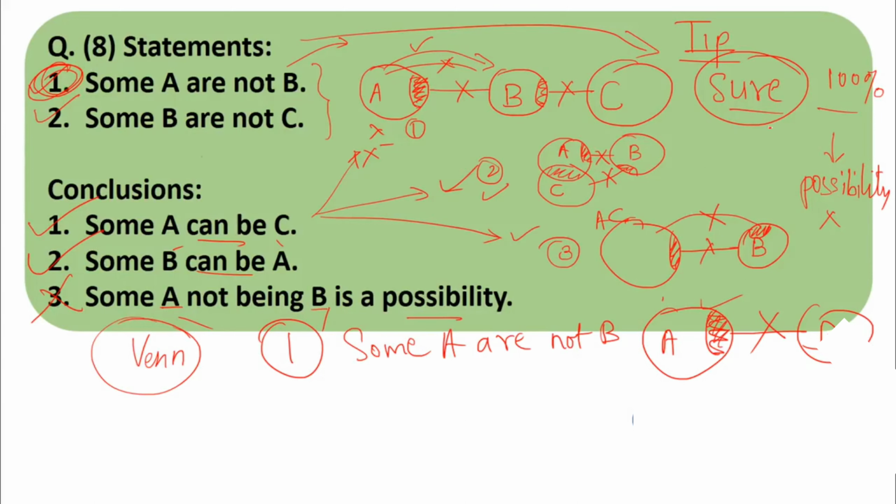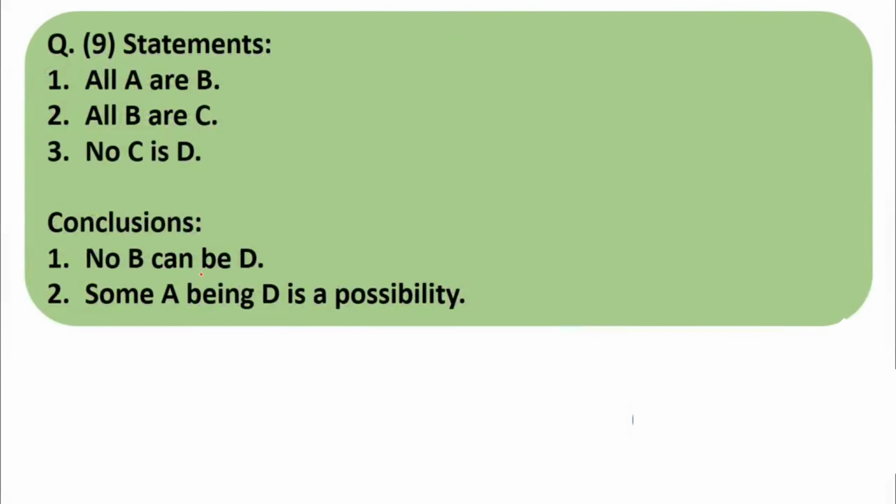So whenever you know a sure thing, and this sure thing is written as a possibility, you have to directly mark it as false. Again, the words like can be, possibility, so use a Venn diagram. What are the statements? Let's solve. All A are B. All B are C. Okay, this is the diagram.